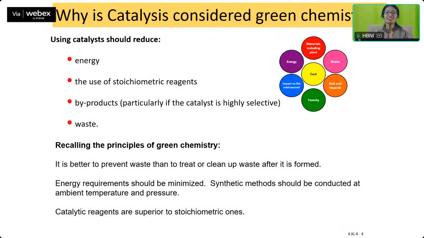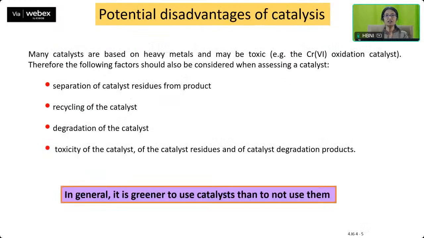Okay. So why is catalysis considered green chemistry? Because it makes the entire process less energy intensive. It lets you use stoichiometric amounts of reagents. It also reduces the formation of byproducts, particularly if the catalyst is highly selective, and it reduces generation of waste. If you recall the principles of green chemistry, it is better to prevent waste than to treat or clean up waste after it is formed. Energy requirements should be minimized. Synthetic methods should be conducted at ambient temperature and pressure, and catalytic reagents are superior to stoichiometric ones. So that's why catalysis is considered green chemistry.